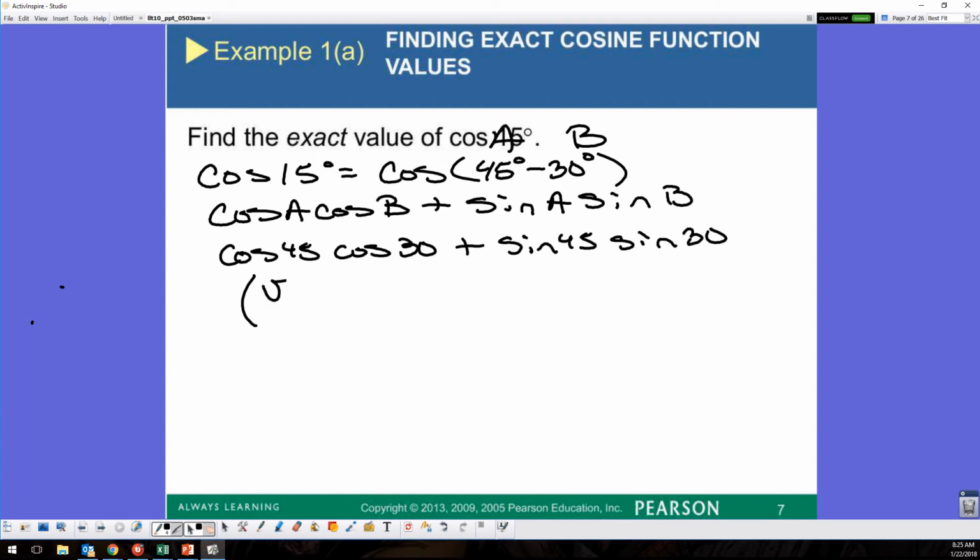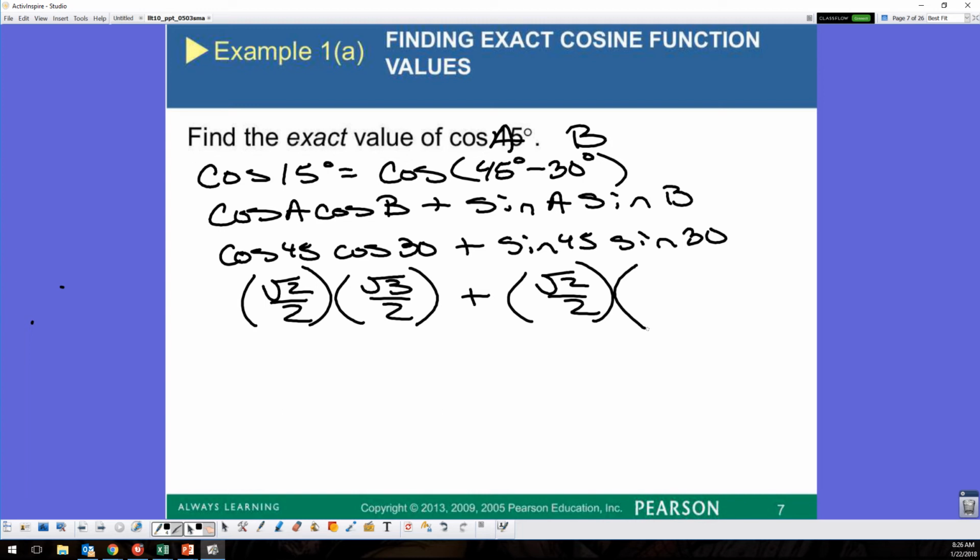Square root of 2 over 2. Times cosine 30, square root of 3 over 2, plus sine 45, square root of 2 over 2, sine 30. I don't remember.